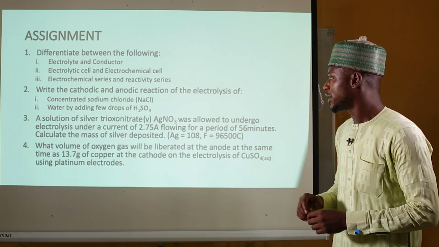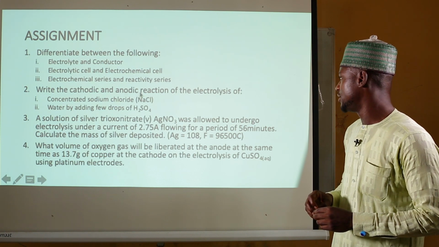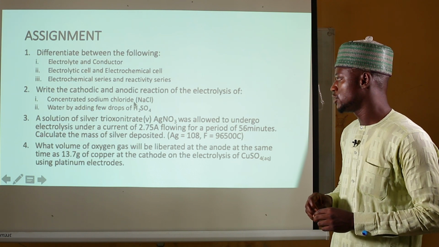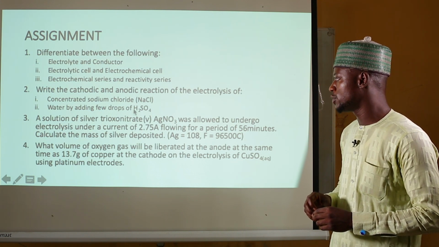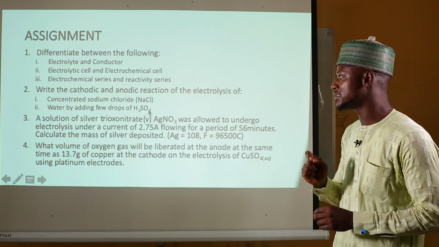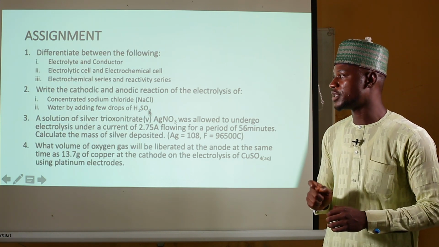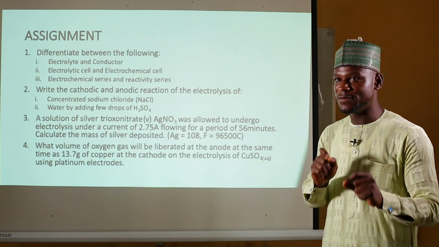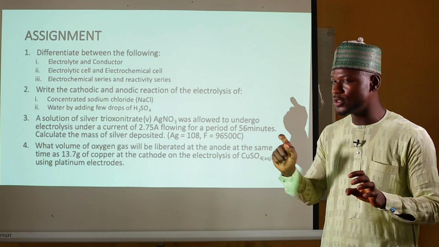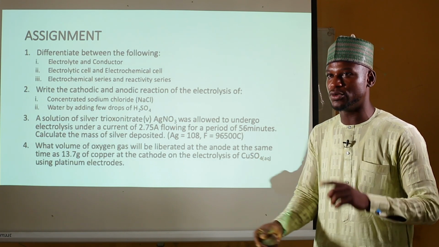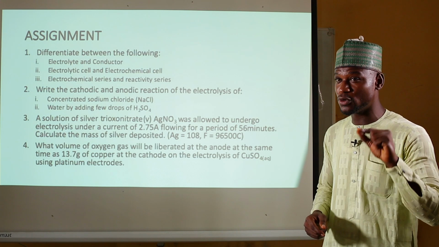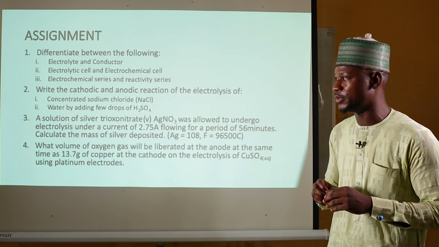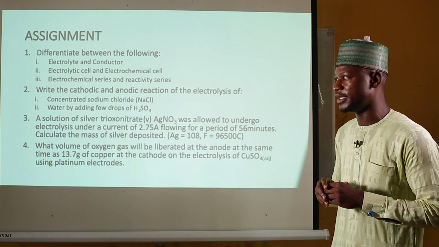Then question 2, write the cathodic and anodic reaction of the electrolysis of the following. 1, concentrated sodium chloride. 2, water by adding few drops of tetraoxosulfate 6 acid, that is acidic water. Also here, it is important to know that even a concentrated solution has water in it, but the difference is that the concentration of the sodium and chlorine ions are more than that of the ions of water. So we are expected to use the second condition for preferential discharge of ions, where you have differences in concentration of the ions. Then question 3 and 4 involve calculation.